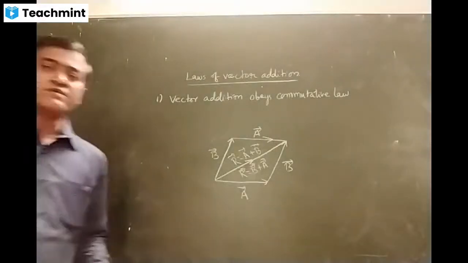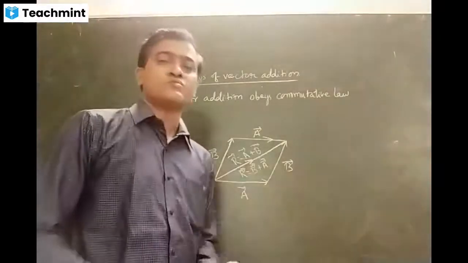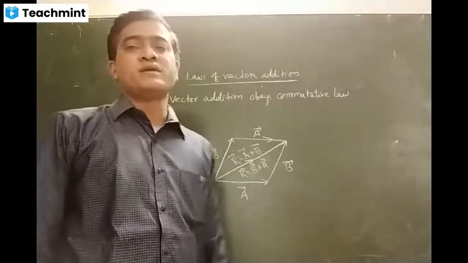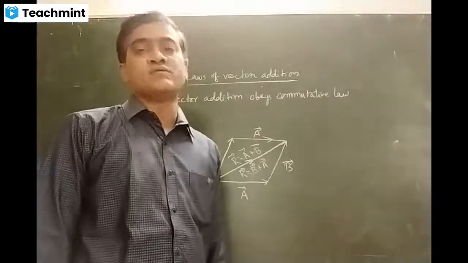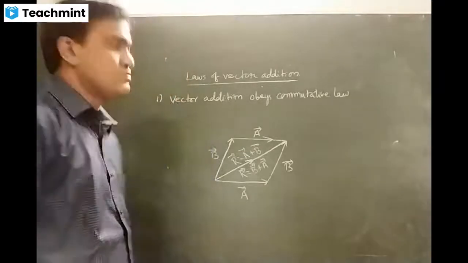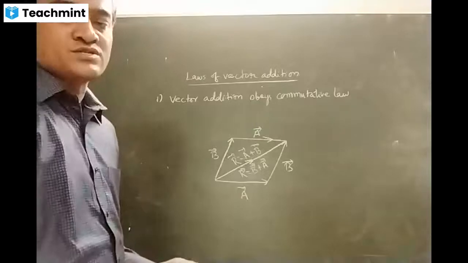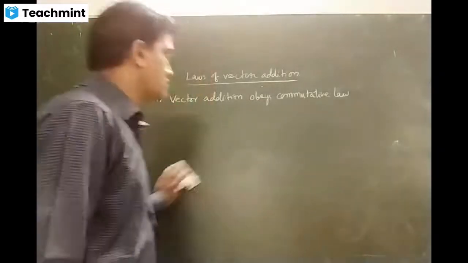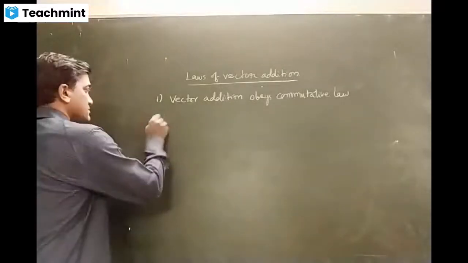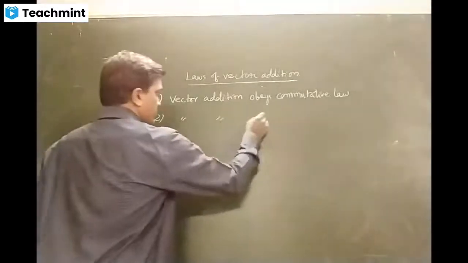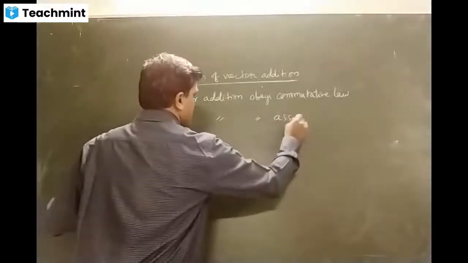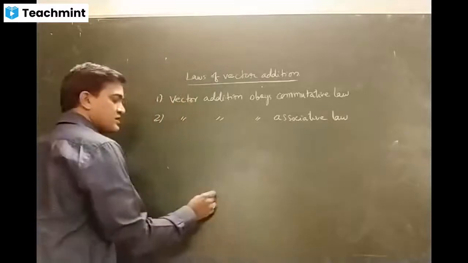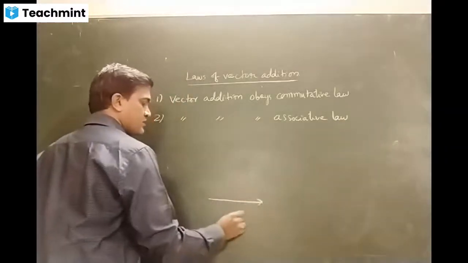Now, if I take three vectors, if I take one more vector C bar and extend this from commutative law, we'll get another law called associative law. Let's see whether associative law is satisfied or not. Second one is vector addition obeys associative law.